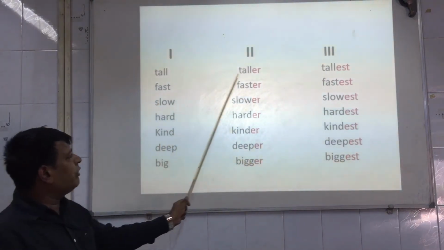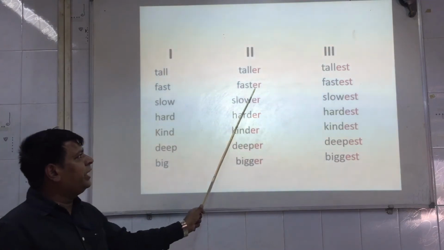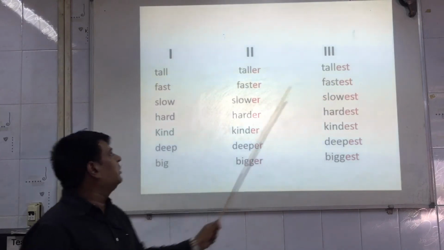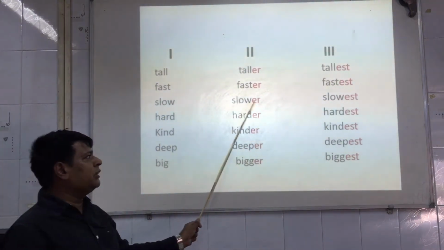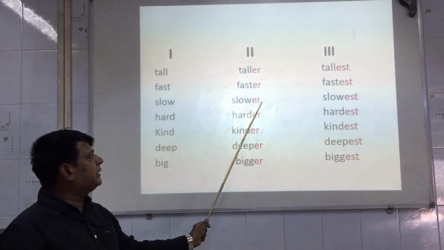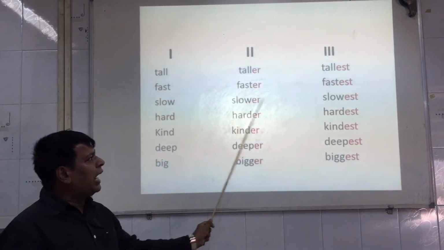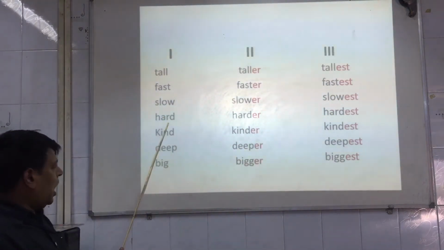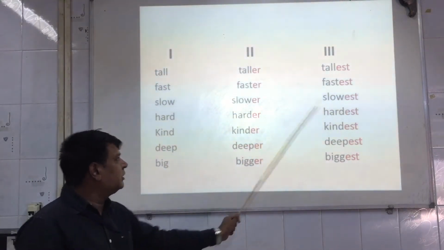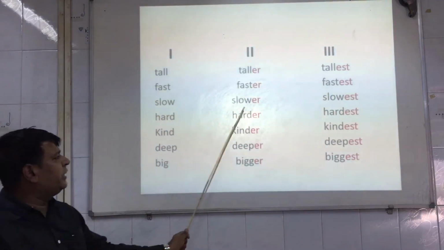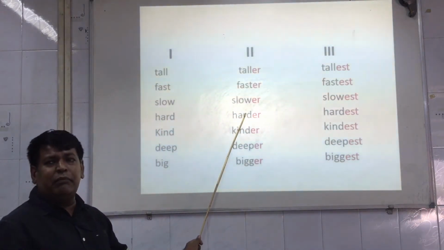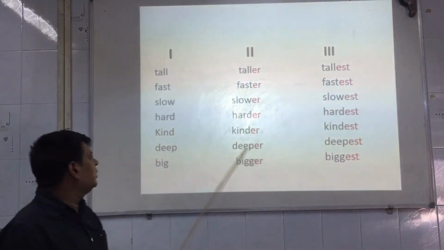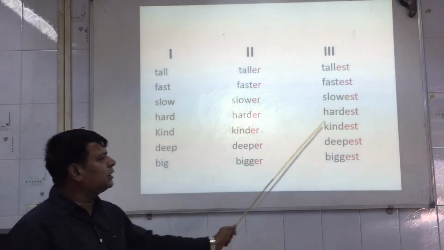Same with fast, faster, fastest. Here er is added to the base form and here est is added to the base form. Then slow, slower, slowest. Again, here er is added to the base form and here est is added to the superlative form. Hard, harder, hardest. Now this hard is a base form. Er is added to the base form in the comparative form, and est is added in the superlative form.